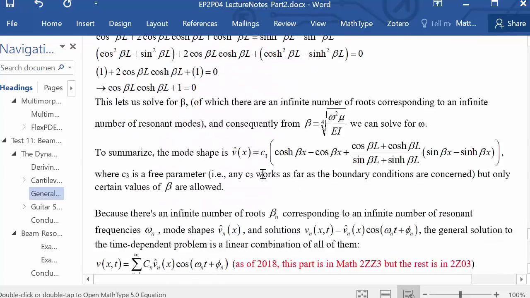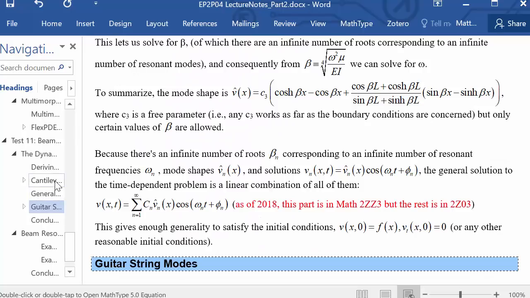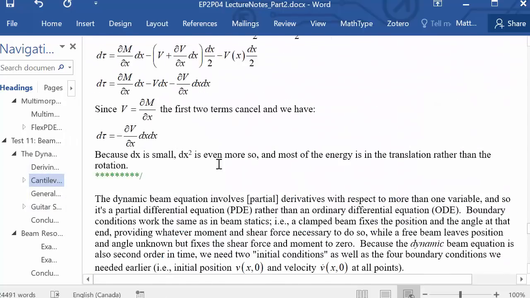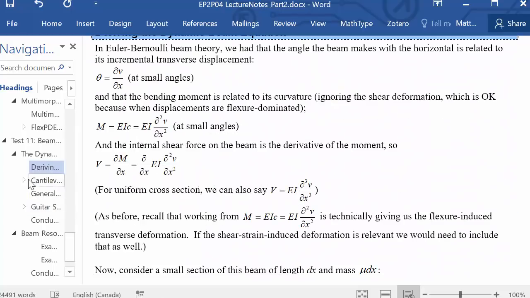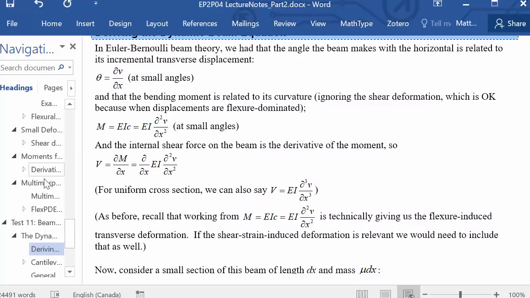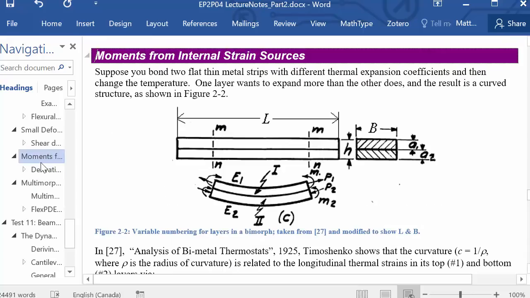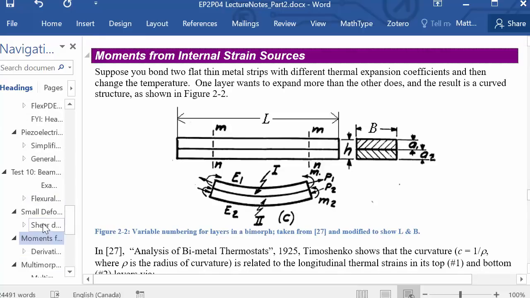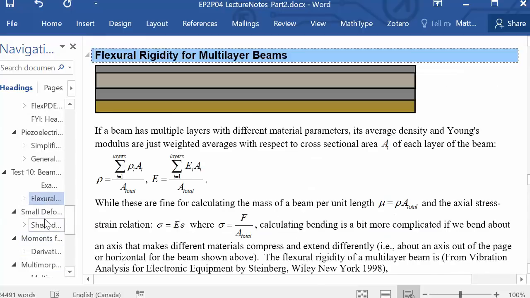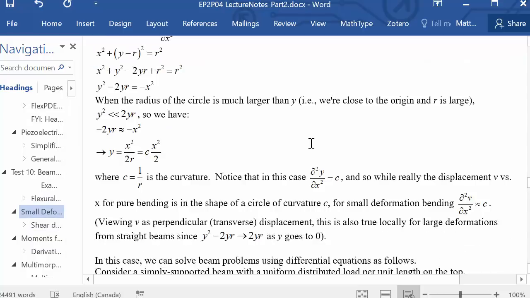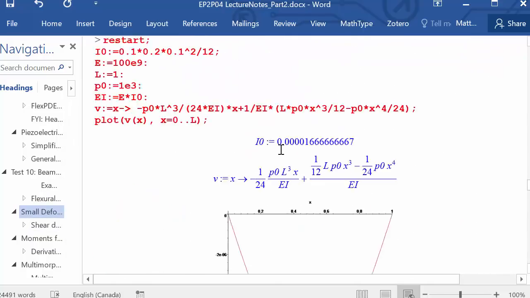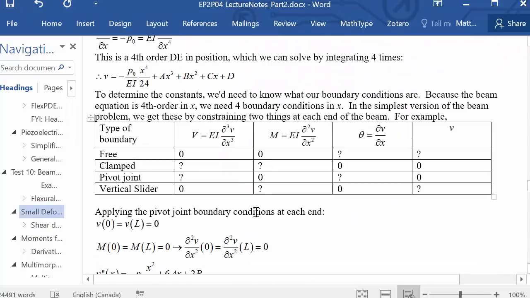So where do those boundary conditions come from? They're actually a little bit earlier up in the notes. I think we talked about it in the flexure part. Let's find out where that was. Small deformations. There. Okay, perfect.